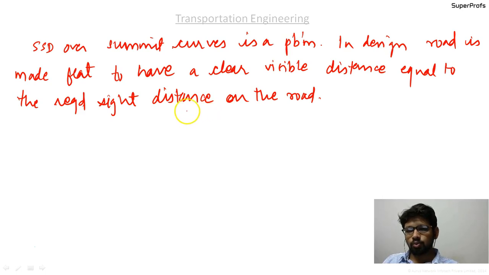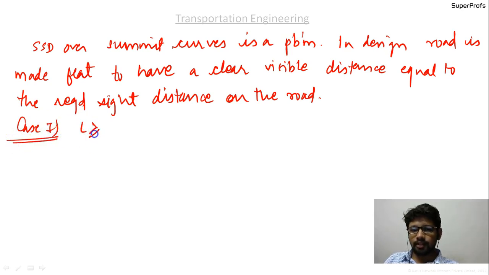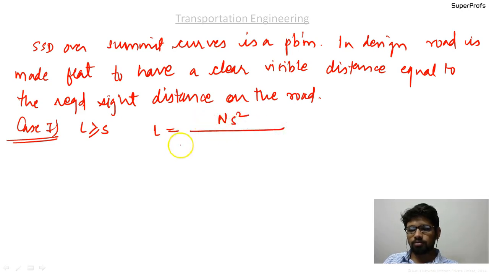So we will move on to the length of the vertical curves, the length of the summit curve. Case one is when the length of the curve is greater than or equal to the sight distance. So the length is given by L = N S² / (√(2H) + √(2h))², and all the symbols have their usual meaning.